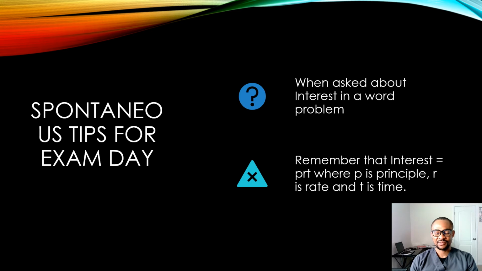Sometimes you have to cross multiply, as when you're not asked for interest and instead you're asked, okay, what is the principal? If you know that interest is equal to PRT, you can manipulate it, cross multiply, and solve for the principal, the rate, or the time. So just master the formula and know how to manipulate it when any of them is asked for. That way you can get the answer.